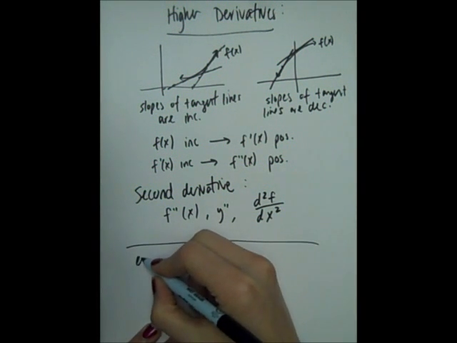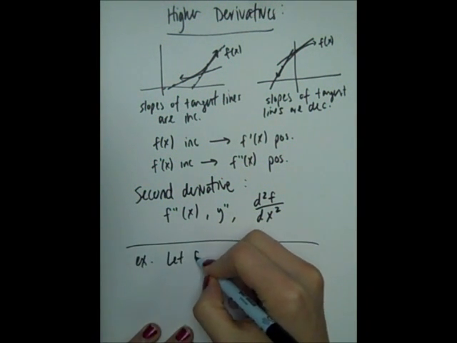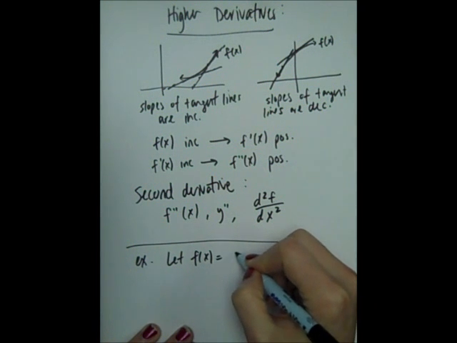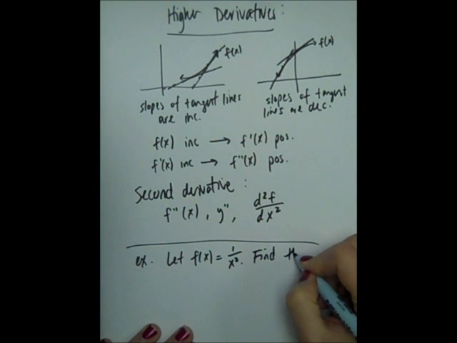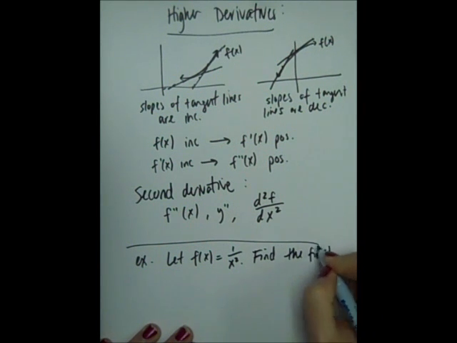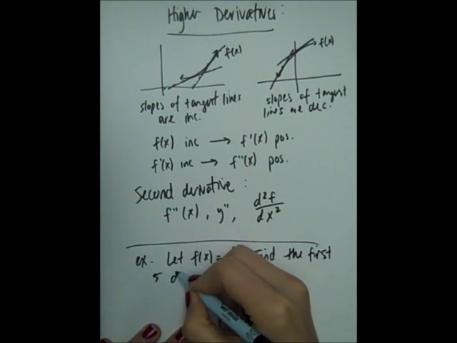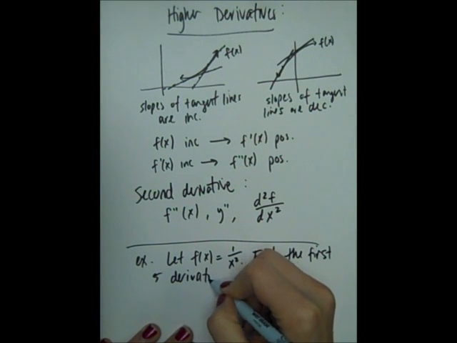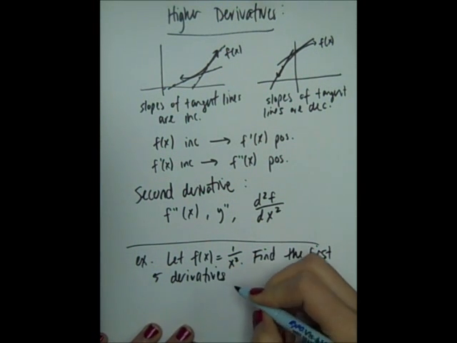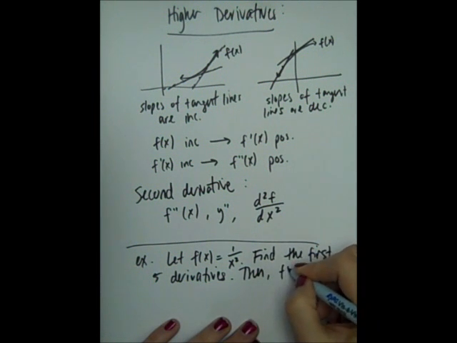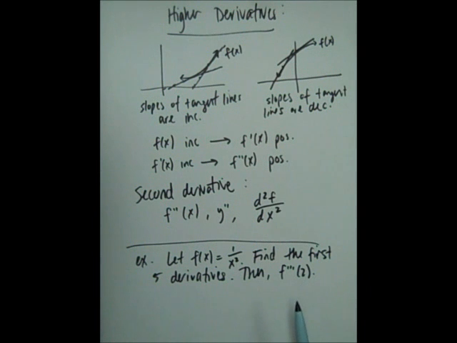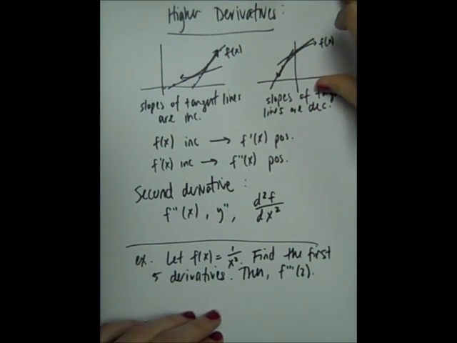Let's do an example here. Let's let f of x be 1 over x squared. And let's find the first 5 derivatives. Then I want to find f triple prime of 2. So triple prime meaning I'm going to have 3 little tick marks here. I'll find the third derivative and plug in 2.